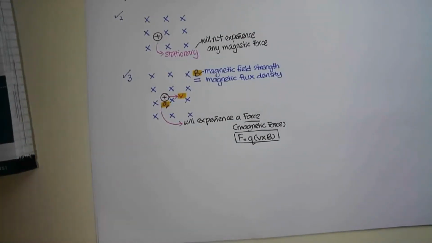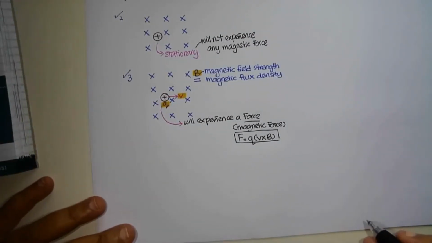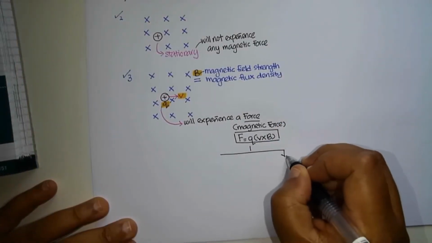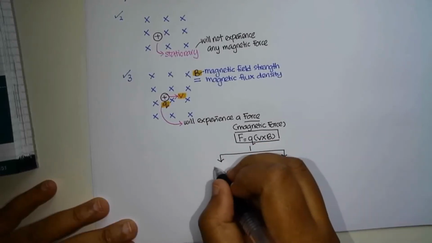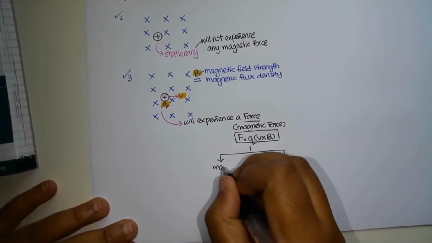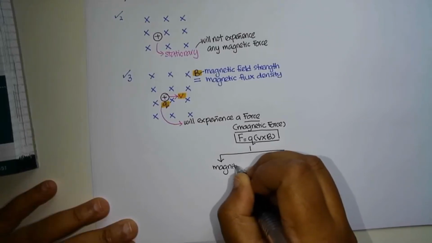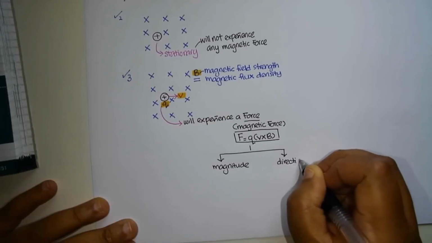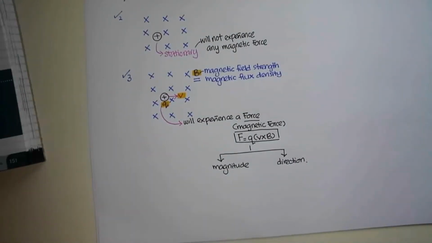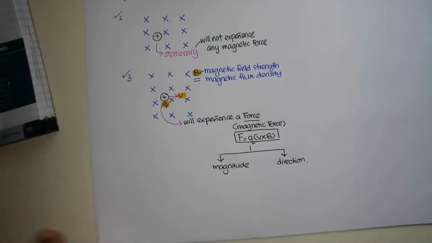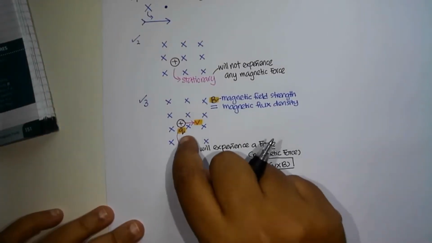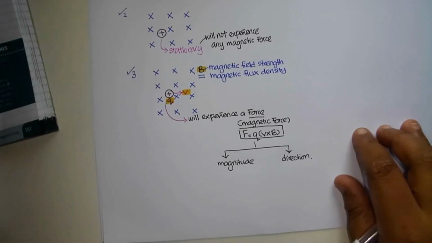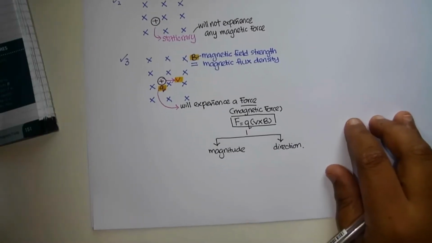Okay, force is a vector. It has magnitude and direction. So if I want to measure the force inside the field, I have to know the magnitude and also the direction. Okay, now let's look at the first one.